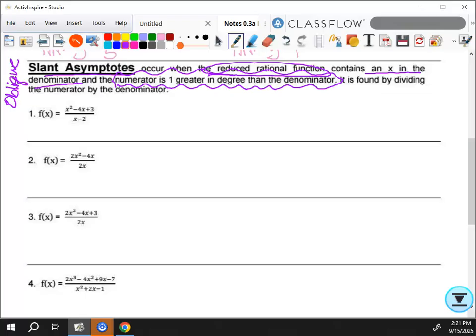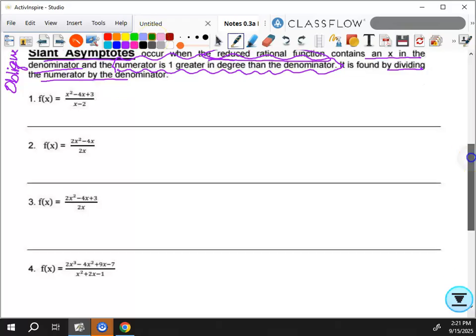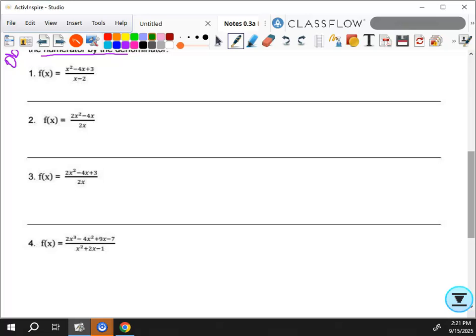Okay, and we find that by dividing the numerator by the denominator. This is why we practiced long division. Okay, but before I jump into that, I have to look for any point discontinuities. So that means I have to do what first? Factor. So when I factor the numerator, I'm going to get x minus 3 times x minus 1 over x minus 2.